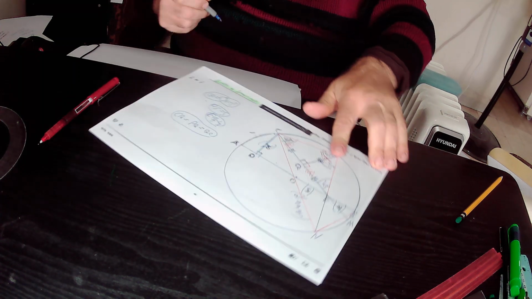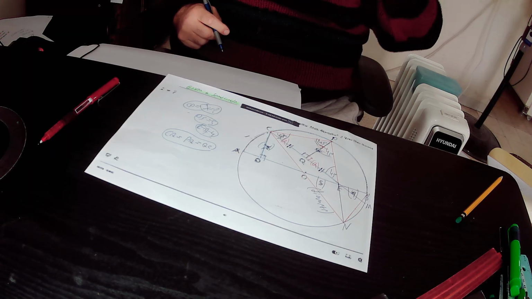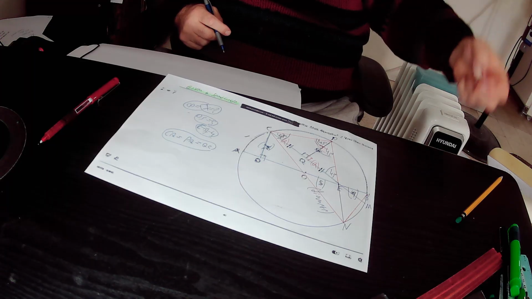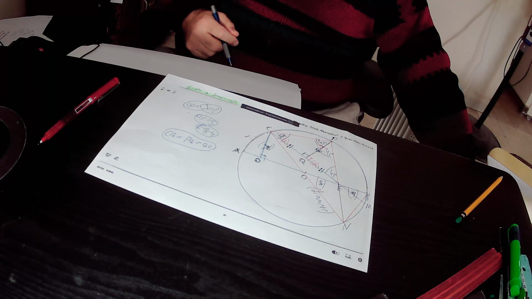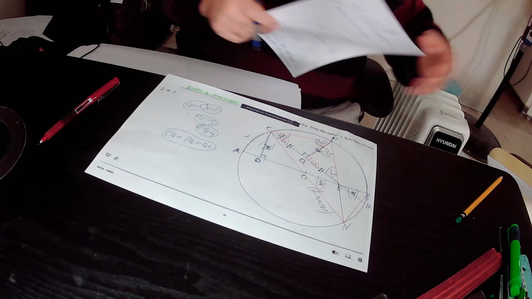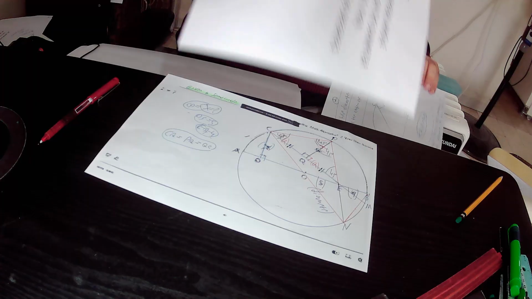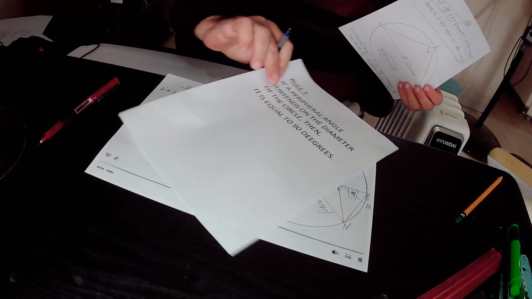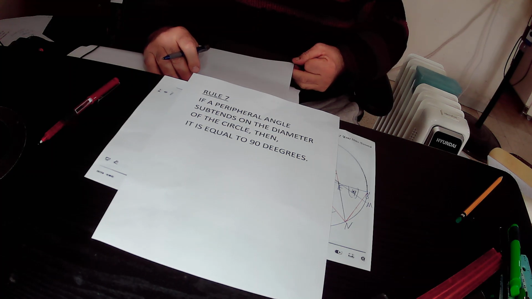We have rule 7, that is the converse rule of rule 5. According to rule 7, if you know that a peripheral angle subtends on the diameter of the circle, then it must be equal to 90 degrees in size. Basically, according to rule 7, if a peripheral angle subtends on the diameter of the circle, then it is equal to 90 degrees in its size.